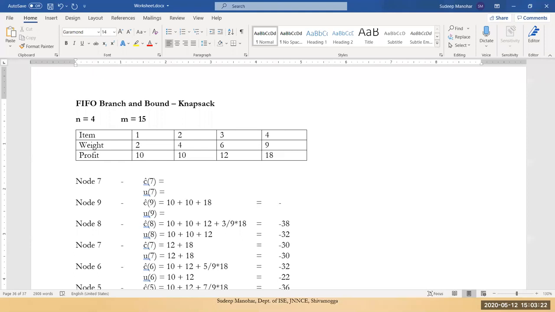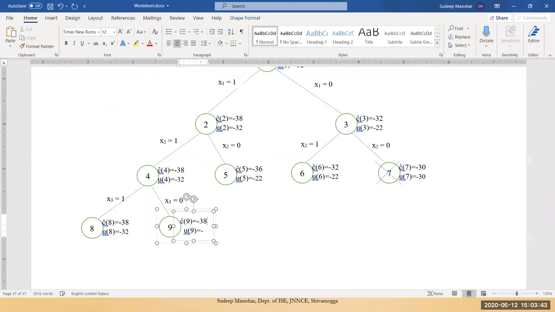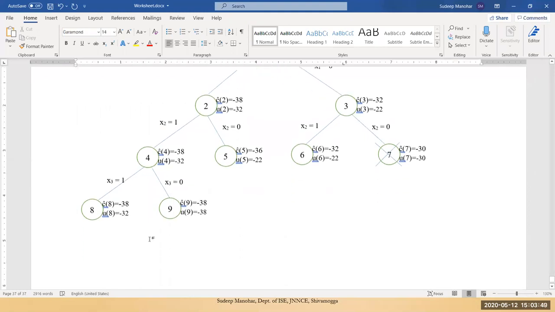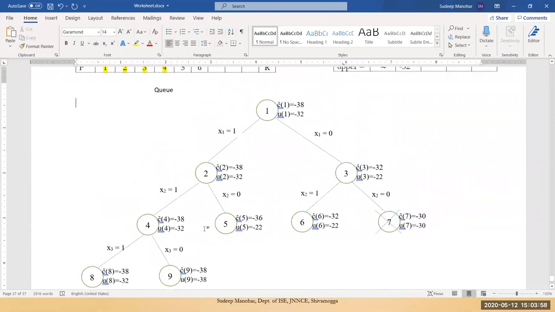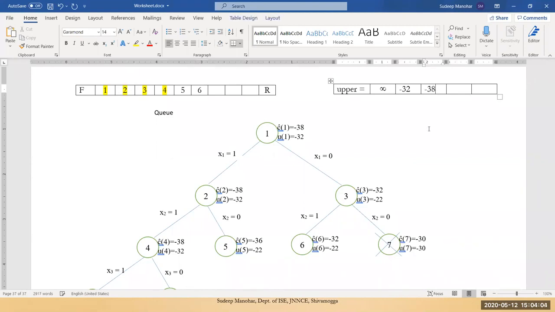Minus 38. 10 plus 10 plus 18 minus 38. So this is also the same. Minus 38 and minus 38. Now check this. Which is lesser? Minus 38 is lesser. So whether u of 9 is lesser than upper? Yes, it is lesser than upper. Therefore, update this. This becomes minus 38.